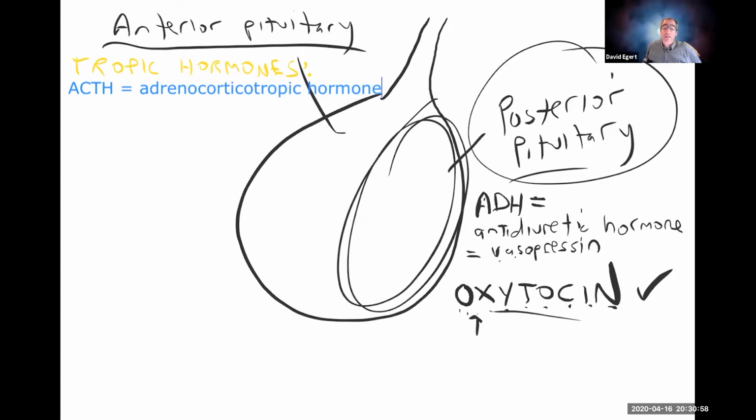We're going to talk about the adrenal gland in more detail in a few moments, but basically the adrenal medulla is what makes adrenaline. That's the part controlled by the sympathetic nervous system, but the outer part makes these different steroid hormones, and that's controlled by ACTH.